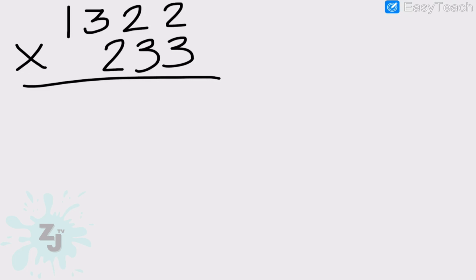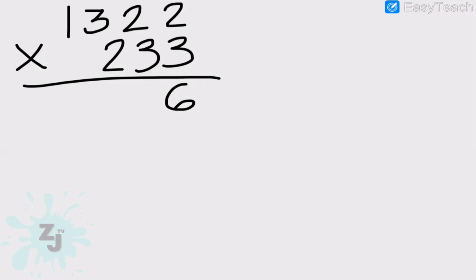2 times 3 is 6. 2 times 3, again, 2 times 3, 3 times 3, 1 times 3, and so on and so forth. That is the steps that we need to take. Okay, so let's continue.